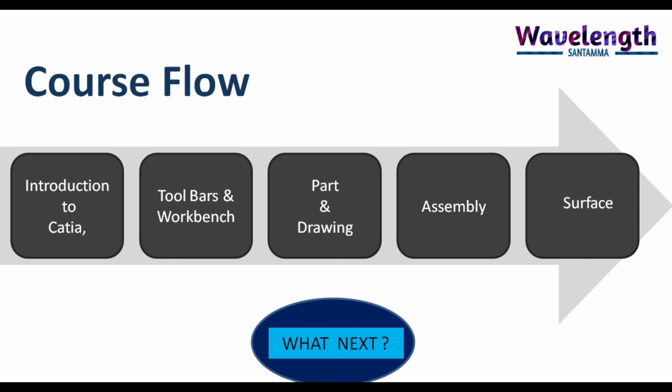And the third one is part and drawing. We will practice here different types of parts and different types of drawings. And the fourth one is assembly. In this assembly, we will assemble small parts to make a big component or a big product.